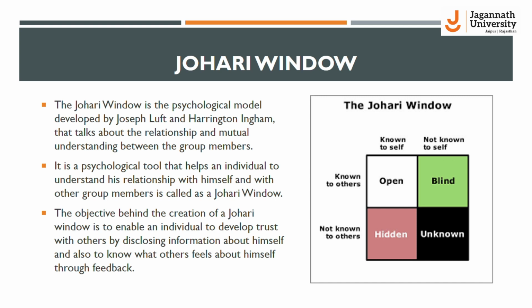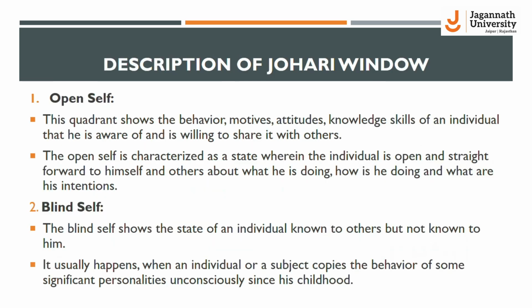Here you can see the Johari window, and there are four quadrants in it. In the further slides we will be discussing these four quadrants in detail. The first quadrant is open self, as you can see here. Open self shows the behavior, motives, attitudes, knowledge, and skills of an individual that he himself is aware of and is willing to share with others.